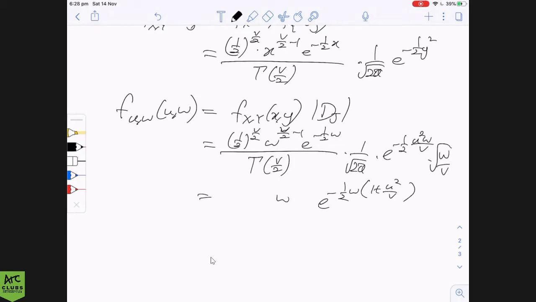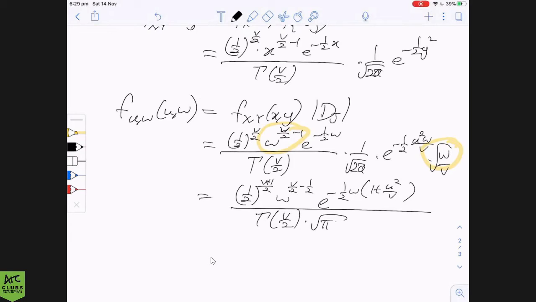And then you also have w grouped up together, this w to the power of 1 half. So you have this 1 half and this w, I'm going to group that together. So you have v over 2 minus 1 half. Also, you have the 1 half to the power of v plus a half, v on 2 plus a half, divided by the gamma of v over 2 times the square root of pi times v.